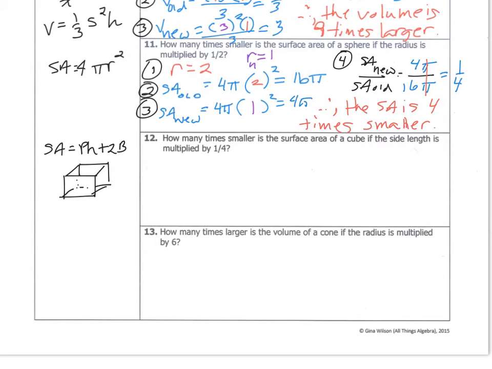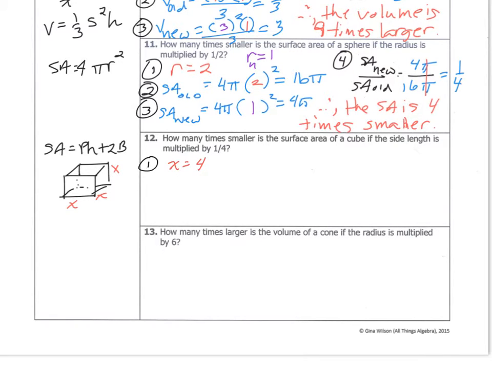Right? So we've got X, X, and X. Aren't all the dimensions going to be the same on a cube? So if your side length is going to be multiplied by 1/4, what do you think you're going to let X be? Why do you say 4, George? Yeah, 4 is divisible by 4, 1/4. So that's where I would start.